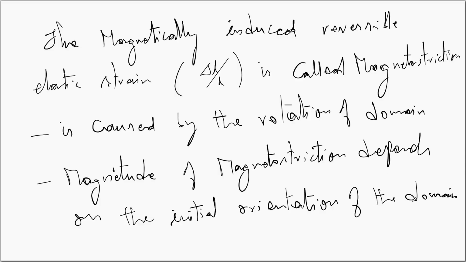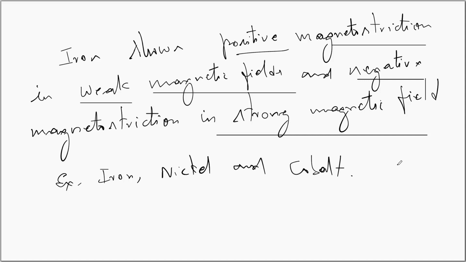Magnetostriction is defined in this fashion. The magnetically induced reversible elastic strain delta L by L is called magnetostriction, and it is caused by the rotation of the magnetic domains. The magnitude of magnetostriction depends on the initial orientation of the domains. Further, we have seen the case of iron, where iron shows positive magnetostriction in weak magnetic fields and negative magnetostriction in strong magnetic fields. We have also seen the examples for magnetostrictive materials such as iron, nickel, and cobalt.